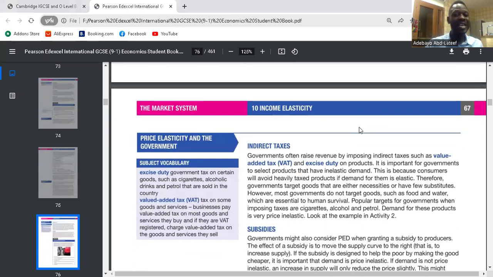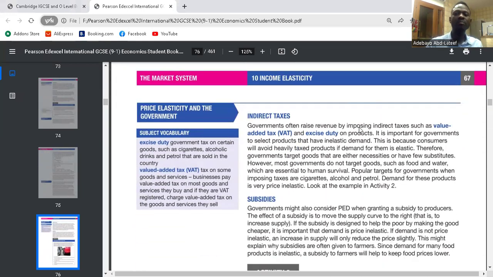So we'll go to price elasticity and the government. Government often raises revenue by imposing indirect taxes such as value-added tax and excise duty on products. It is important for government to select products that have inelastic demand. This is because consumers will avoid heavily taxed products if demand for them is elastic. Therefore, government targets goods that are either necessities or have few substitutes. However, most governments do not target goods such as food and water, which are essential to human survival. Popular targets for governments when imposing taxes are cigarettes, alcohol, and petrol. Demand for these products is very price inelastic.